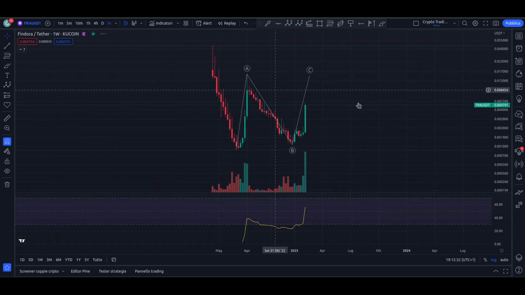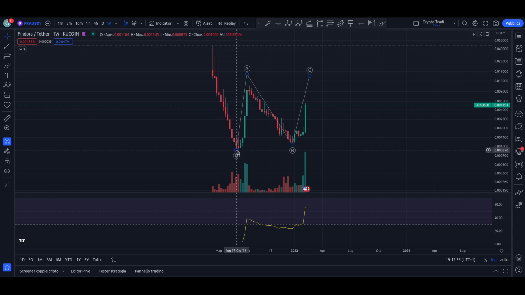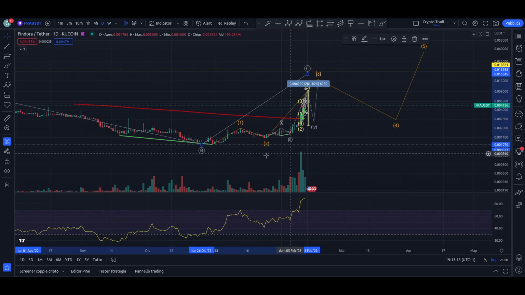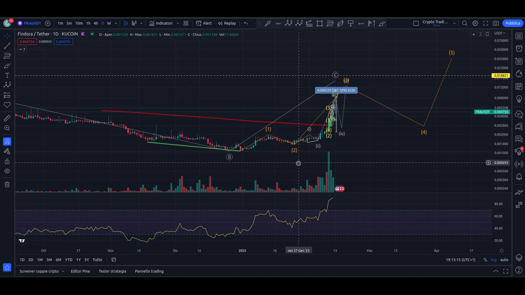We are going now to take a look at the weekly time frame and see the overall price action. As we said in the last video, we are probably progressing on an ABC pattern, and as you can see, we are apparently halfway on the C wave. Now we have to prove that it is actually an ABC. So let's go to the daily to take a more accurate view.